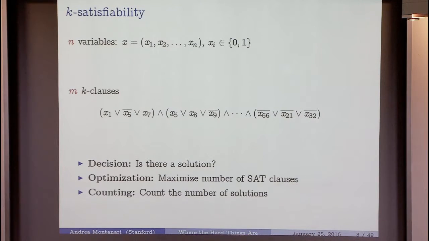So you all know what satisfiability is, right? You have n Boolean variables, 0 or 1, and you want to satisfy m k-clauses. Each clause is the disjunction of k variables or their negations, and you want to satisfy all of them. There are of course many versions of this problem that we will talk about: decision, resolution, optimization, maximizing the number of satisfied clauses over all possible assignments, and counting, which is connected to things that we heard about today, counting the number of solutions of such an instance.